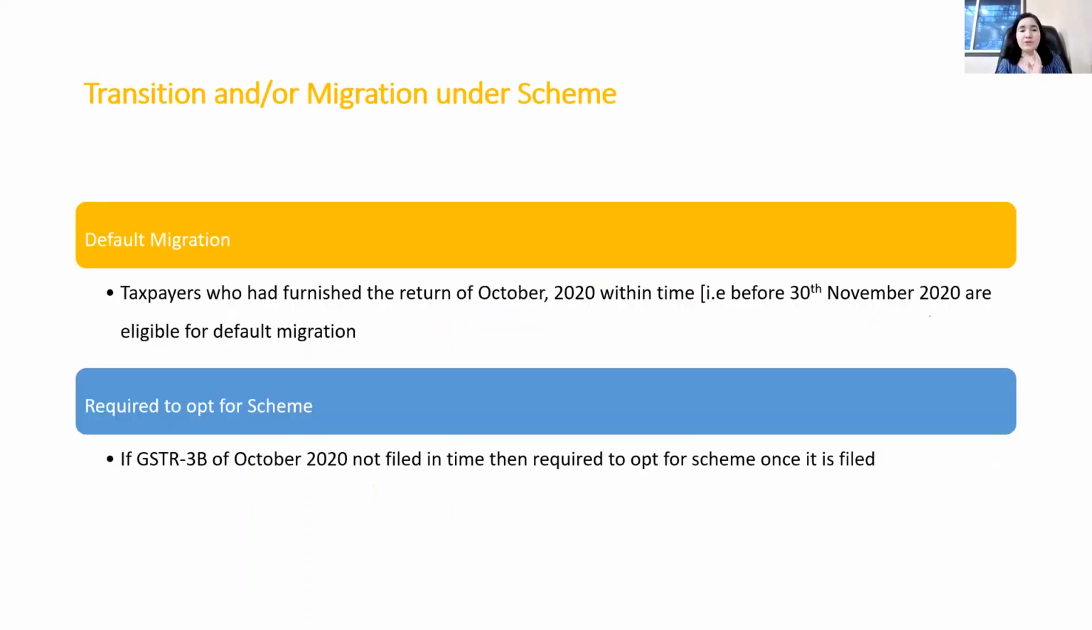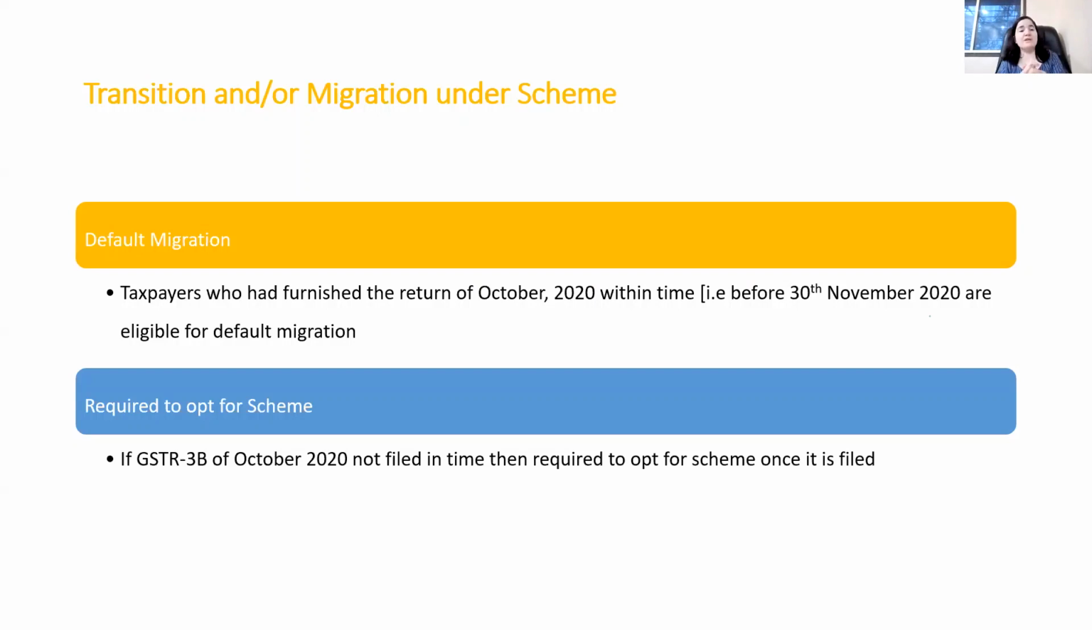Now, once the scheme is applicable, let's say all the conditions are satisfied and the scheme is applicable to the company or the firm, then what is the procedure for transition or opting for the scheme? So friends, as far as the online portal is concerned, 2 options are given for the purpose of transition. First is default migration, and second is required to opt by the taxpayer. Now, what is default migration? Some taxpayers have already migrated into the scheme as per system computation.